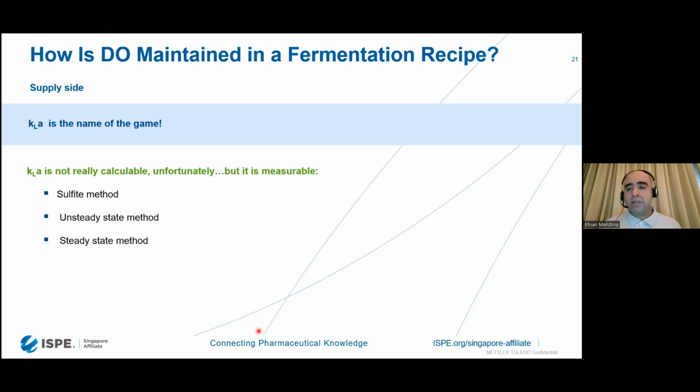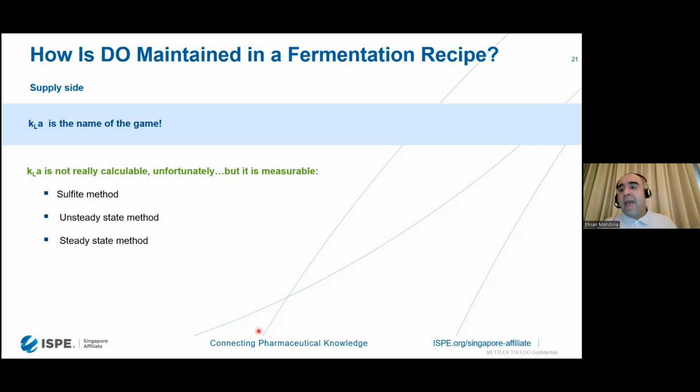Small or large, doesn't matter. We need to know before we put it into use what KLA capacity it has. And for that, we have essentially two approaches: the steady-state approach to calculating what the KLA is, and the unsteady state approach.